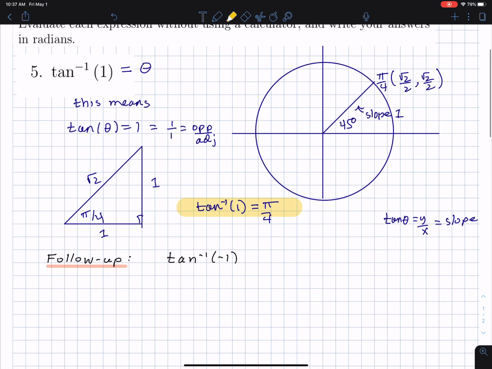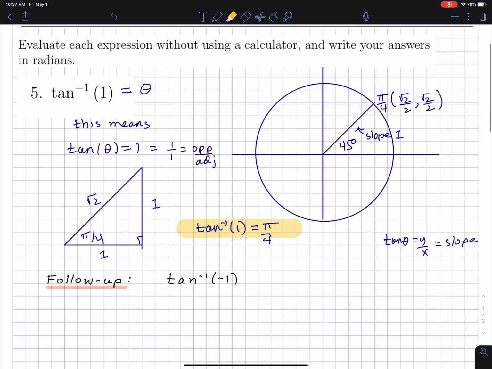Now let's look at a follow-up. This wasn't one of our exercises, but tangent inverse negative 1, and we'll just do a follow-up. So this corresponds to tangent theta equals negative 1.